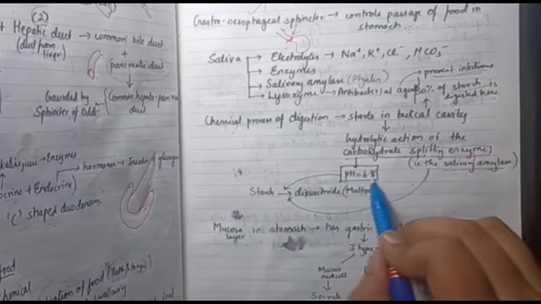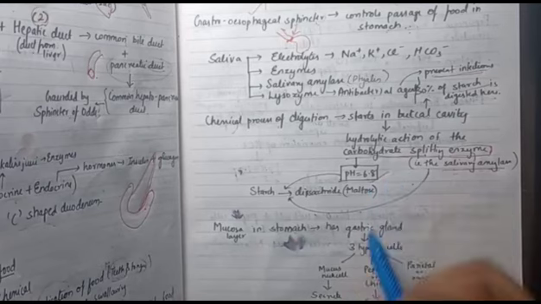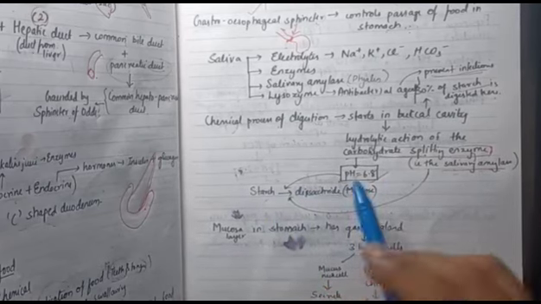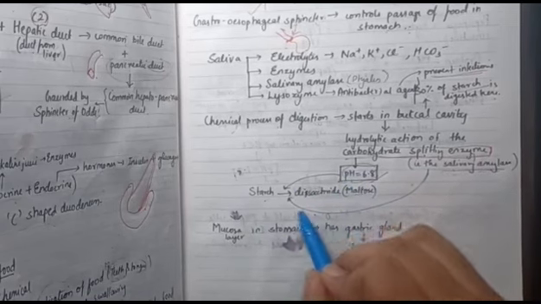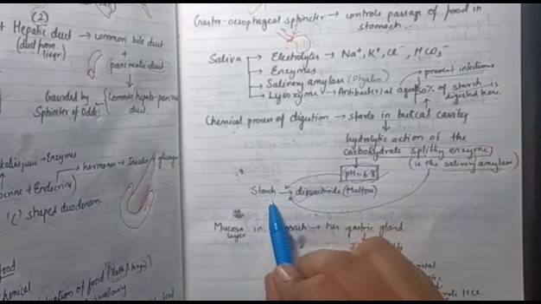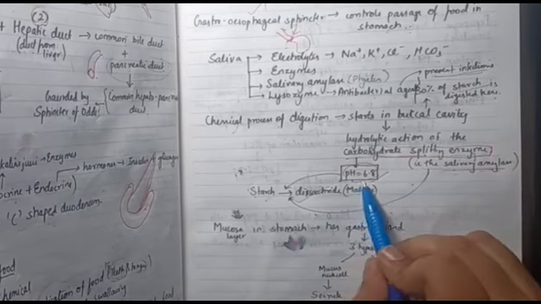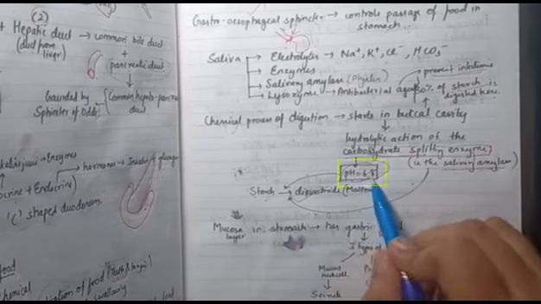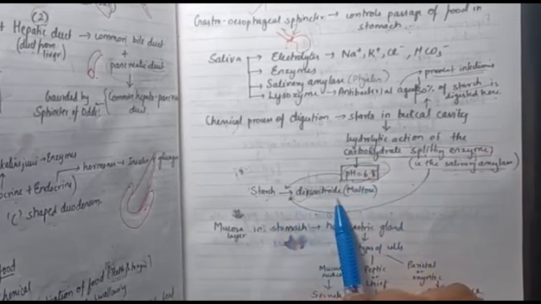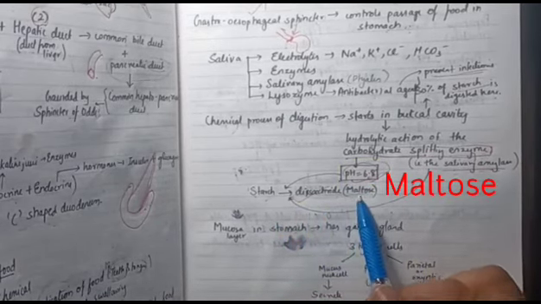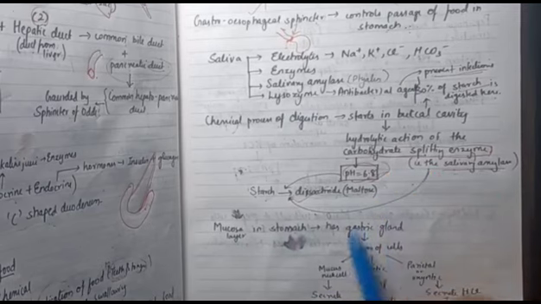Now this enzyme works at a pH of 6.8, converting starch to a disaccharide, that is maltose. In this pH only this reaction can happen. Starch in our mouth, in the presence of salivary amylase at this particular pH, becomes a disaccharide. That is maltose. Disaccharide example, that is maltose. Do remember that.